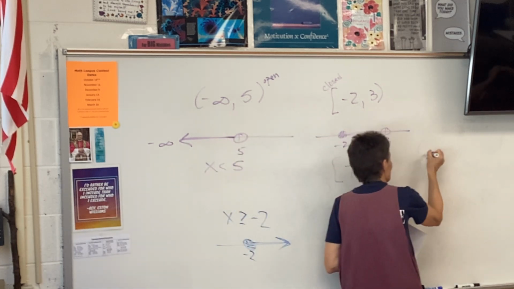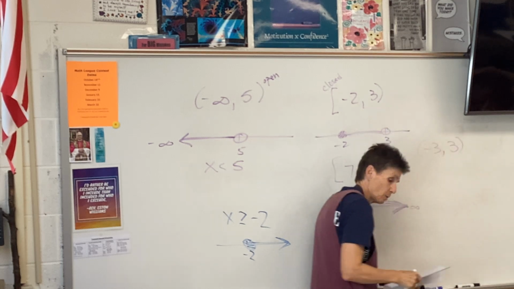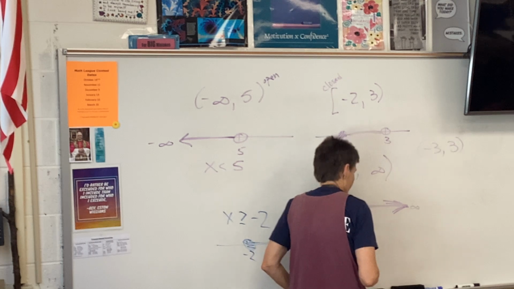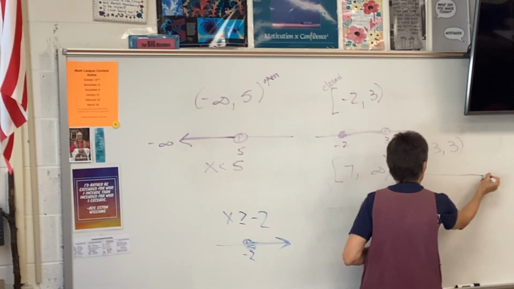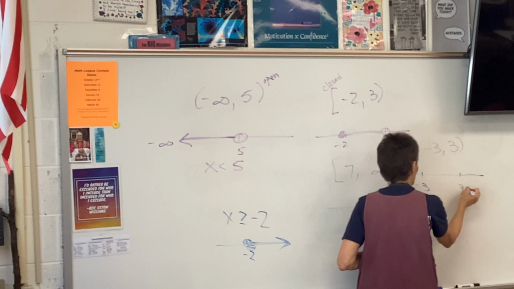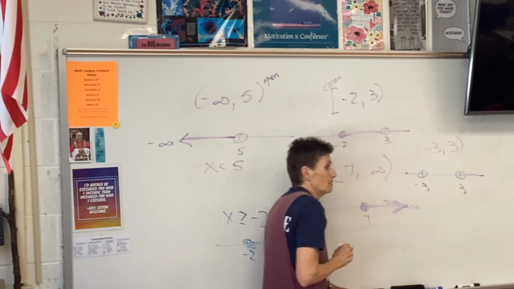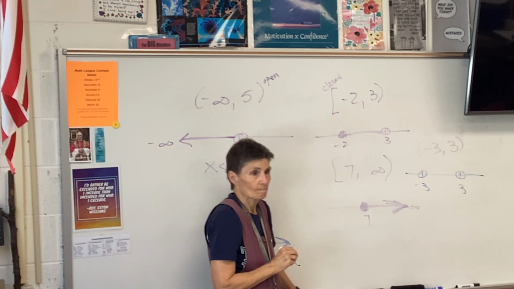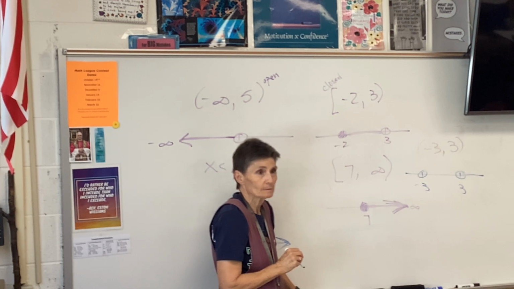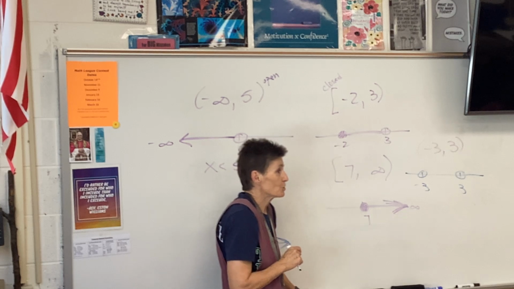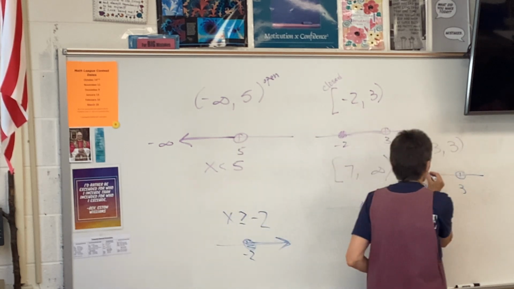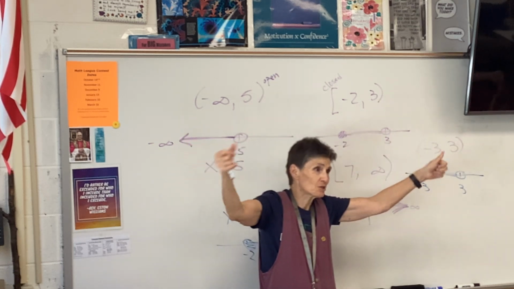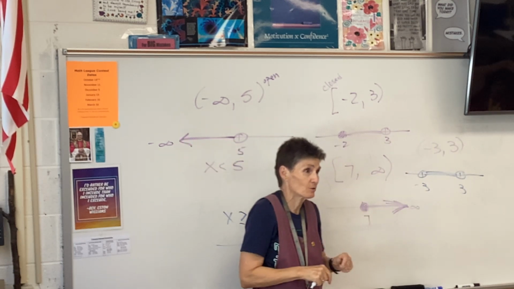Okay, and then what do you think this one is? Take a minute and sketch that one on your own. Tell me what you got. On the number line. Open or closed? Both open. Shaded where? In the middle. You're never ever going to shade the arrows unless you have an infinity in your interval.